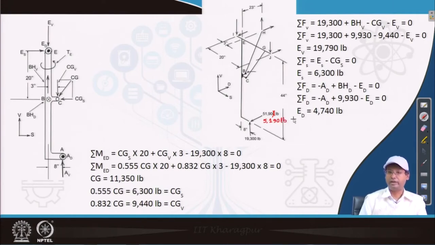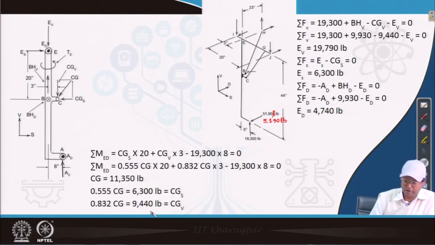So, with that value, we will continue and see how we get the other forces. With this slide, we will concentrate on finding the member forces in the members CG, CGS as well as CGD, CGS and CGV, that means the vertical as well as the horizontal side direction forces. To do that, we are considering the free body diagram as shown here.